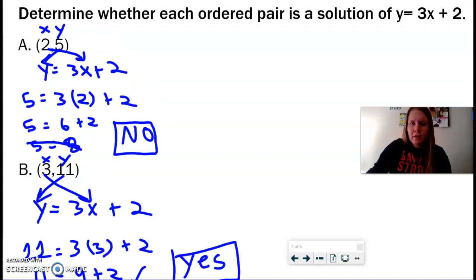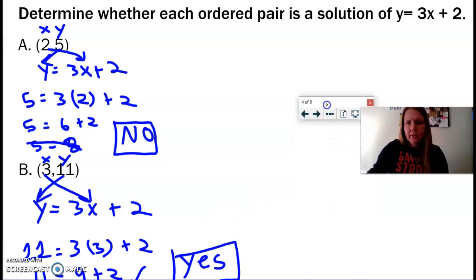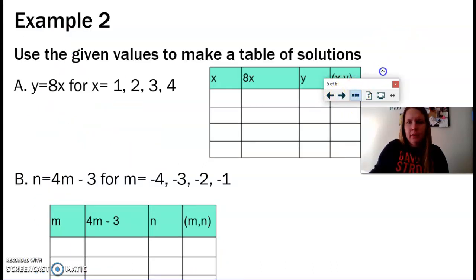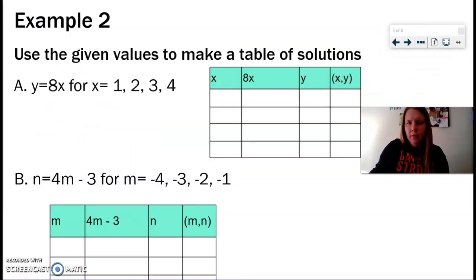So again, yes or no answers on these. Just plug in those values and see, does it work? If it doesn't, it's a no. If it does, it's a yes. So we're going to continue looking at these kind of equations, okay? And being able to find these coordinate points with them.